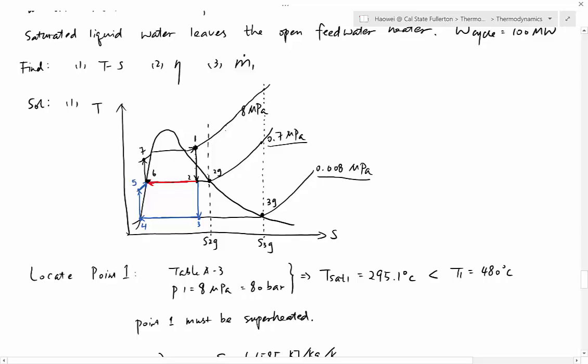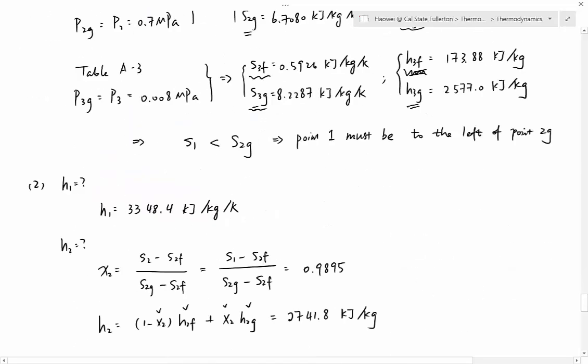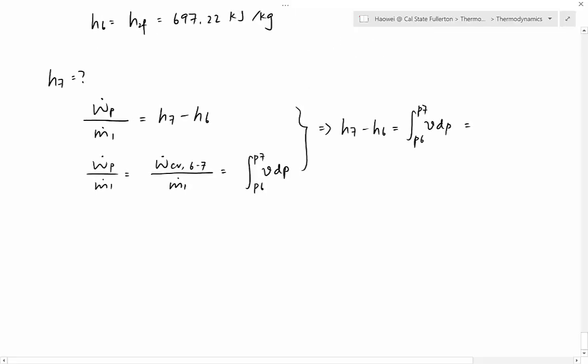If you take nu, the integrand, out of it, what's going to happen? You have to give it a subscript. You can call it either nu6 or nu7, and we prefer to call it nu6 because nu6 is equal to nu-f at 0.7 megapascal, which can be easily found from the table. So we take nu6 out of the equation, and what is left is P7 minus P6. So now H7 can be easily found. It's equal to H6 plus nu6 multiplied by P7 minus P6.